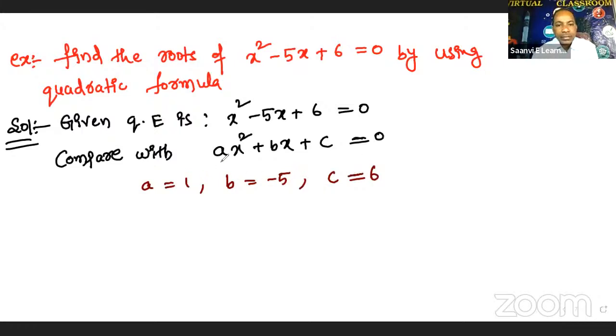So like this, by comparing with the standard form of the quadratic equation ax square plus bx plus c is equal to 0, we have to find the a, b, c values. Otherwise, if you forgot the standard form, just remember a means x square coefficient, b means x coefficient, c means constant number. So in the given equation, x square coefficient is 1, so a is equal to 1. X coefficient is -5, so b is equal to -5. Constant number is 6, so c is equal to 6. Like this also you can remember. Now we have got a, b, c values.